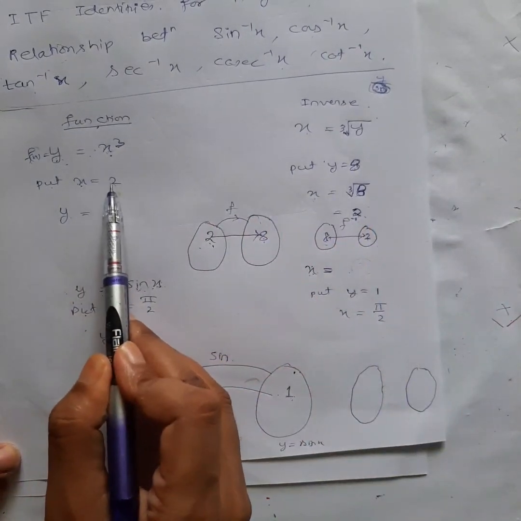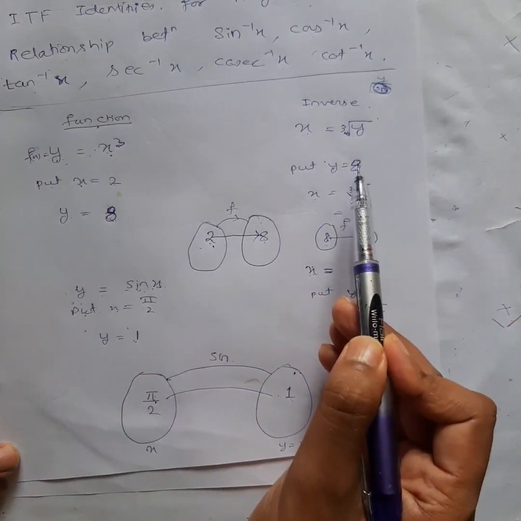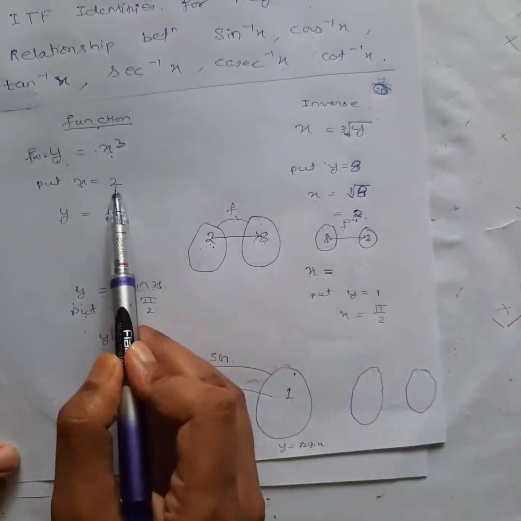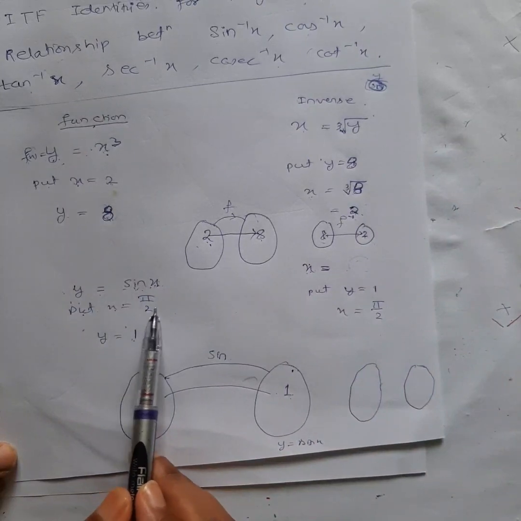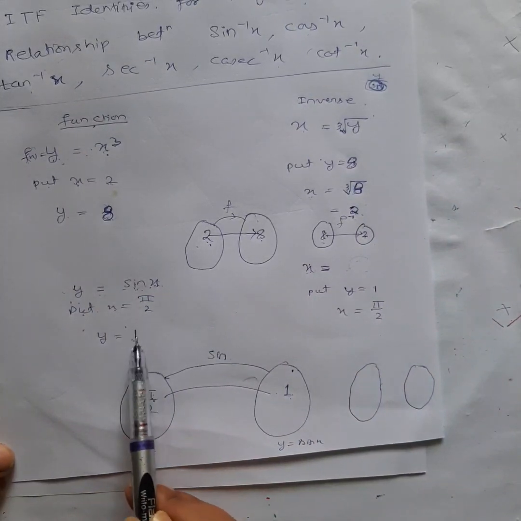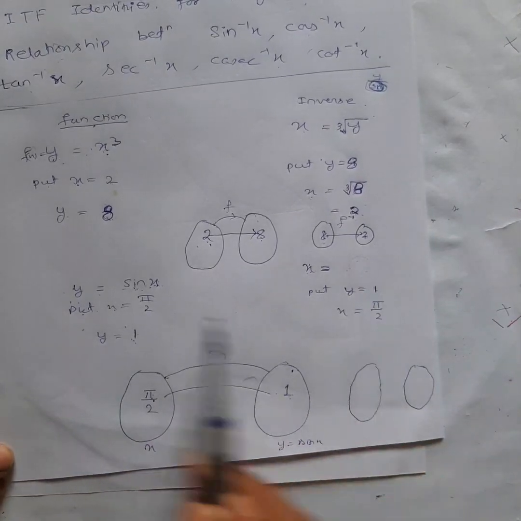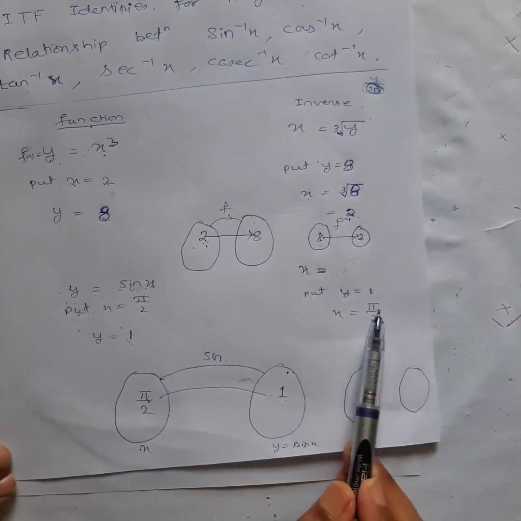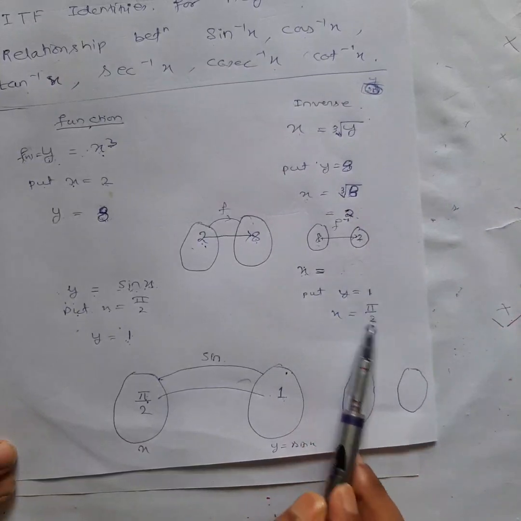Here when you put input 2, output you got 4, 8. Now here when you put this one in the inverse, 8 we will put as input, and what output do we have to get? 2 we have to get. So same way here, if you put input pi by 2, output we get 1, right? So in the inverse what will happen? You will take 1 as input and the output you have to get is pi by 2. Then only this will be your inverse function. So pi by 2 I have to get. Now what will I write here such that I will get pi by 2?